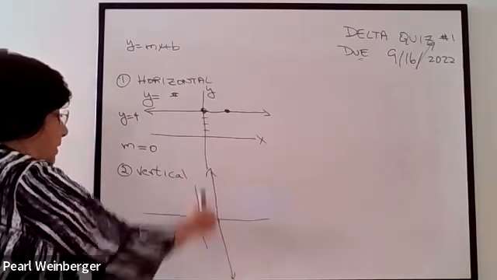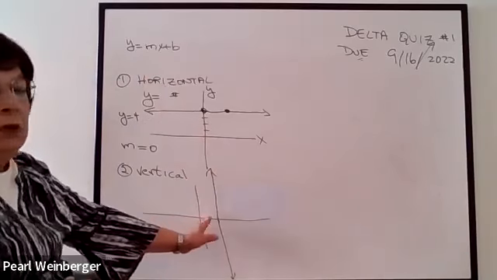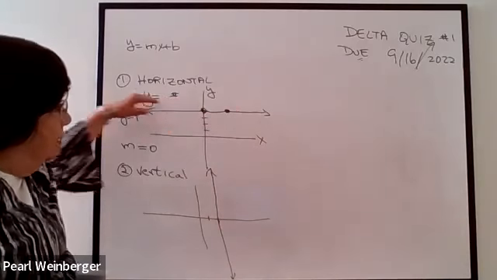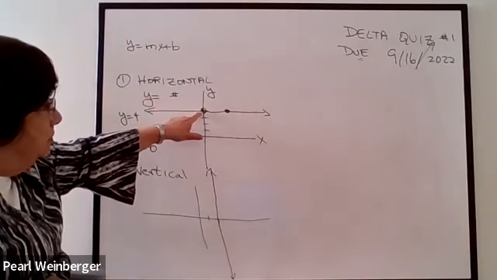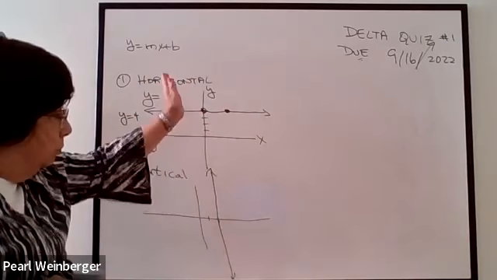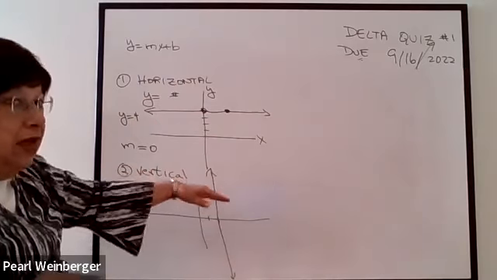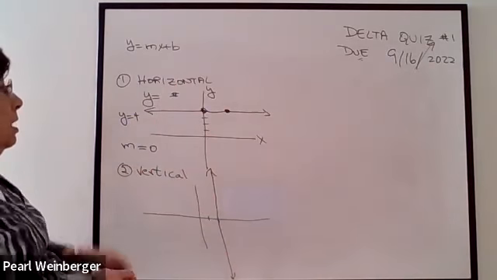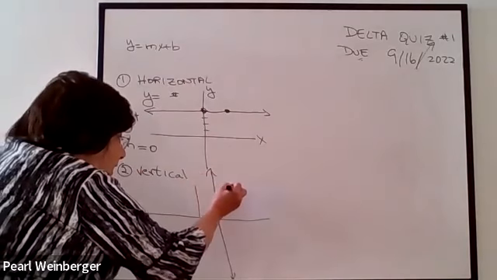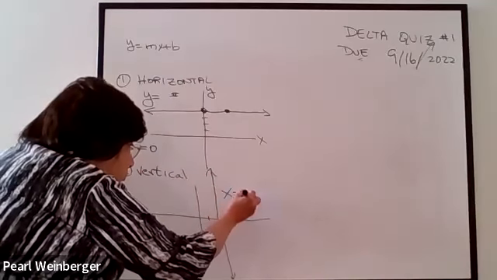The line is going up and down and going through 2 on the x-axis. Notice the horizontal line crossed the y-axis, but it didn't cross the x-axis. A vertical line will cross the x-axis, but it will not cross the y-axis. This line has the equation x equals 2.